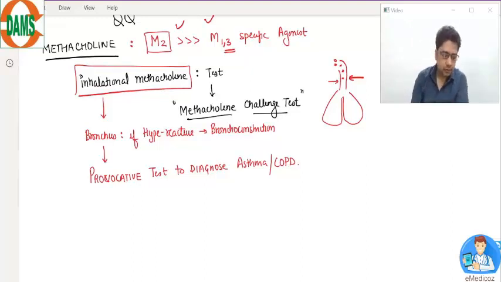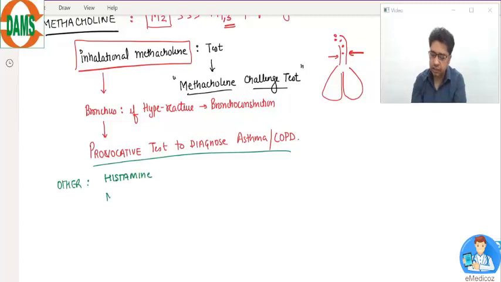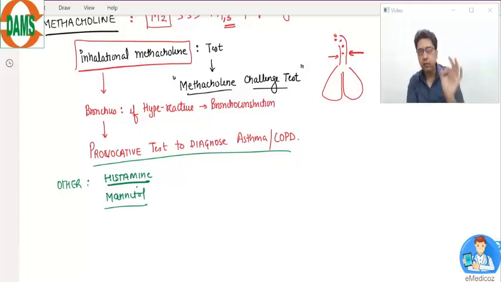Now, let's talk further. Is there any other agent apart from methacholine which can be given? Yes, there are other agents also which can be given for this provocative test. The other agents are histamine. It is known as histamine challenge test. And the third agent which can be given inhalationally to provoke asthma is mannitol. So apart from methacholine, histamine can also be used, and mannitol can also be used.